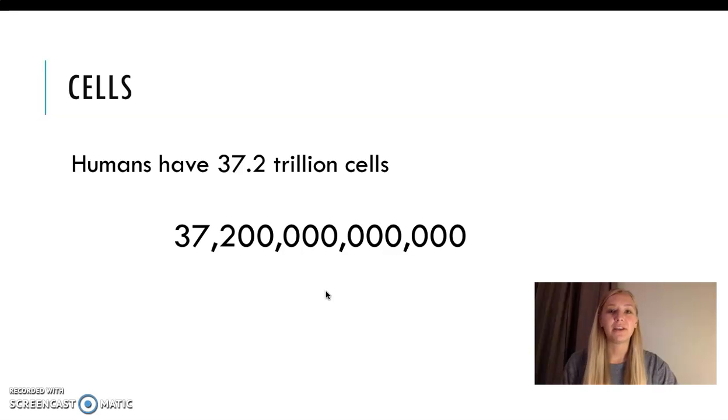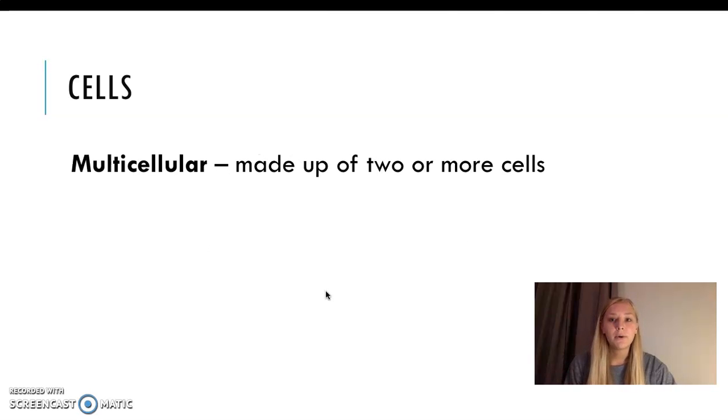I tried to find a really awesome comparison to put that into scale, and it was so big that no one could even tell me how many times a cell could wrap around the earth or anything like that. But it's a very large number, and because we're made up of more than one cell, we are multicellular. So this includes any organisms that are made up of two or more cells. So they could just be made of two cells, or they could be made of 37.2 trillion cells like we are, or they could be made of more.